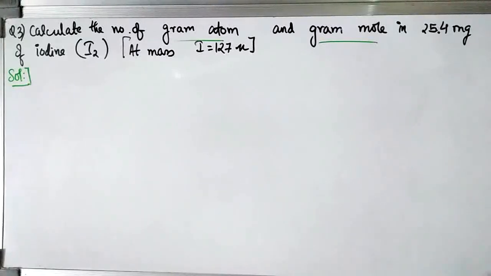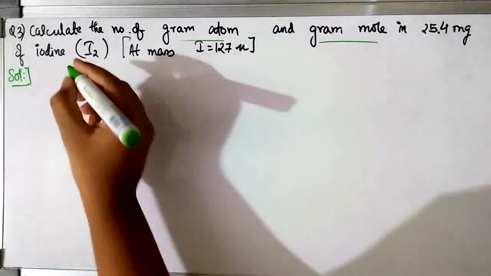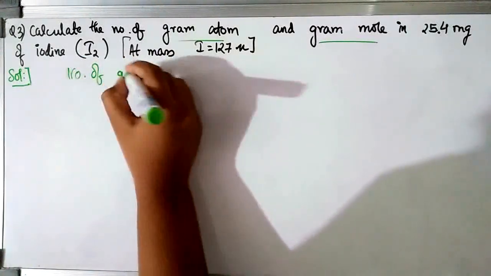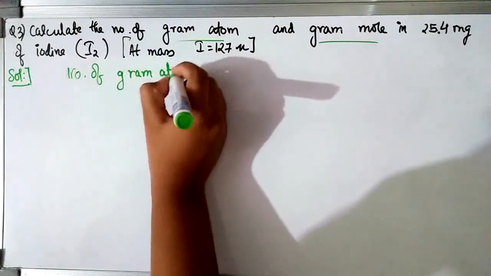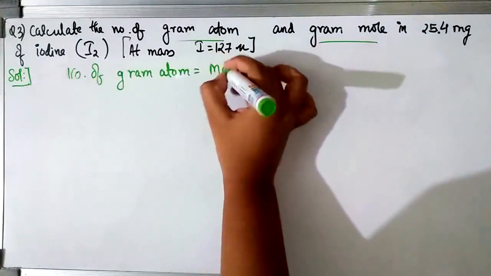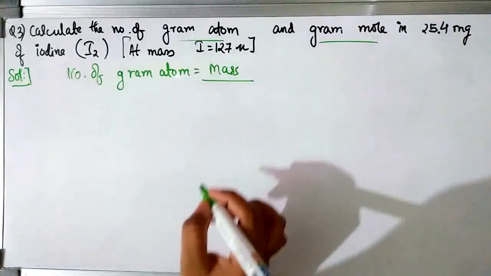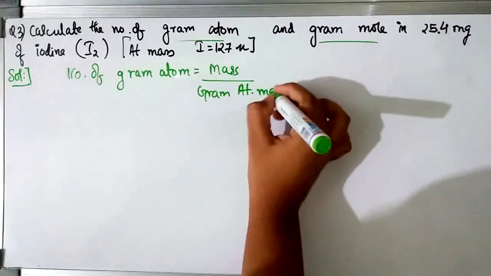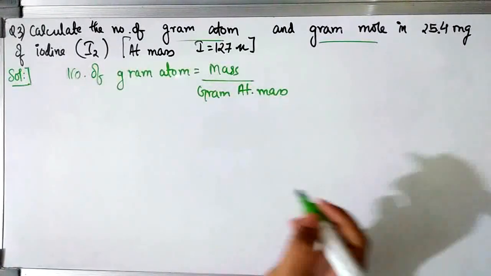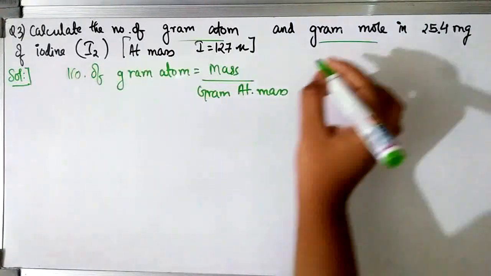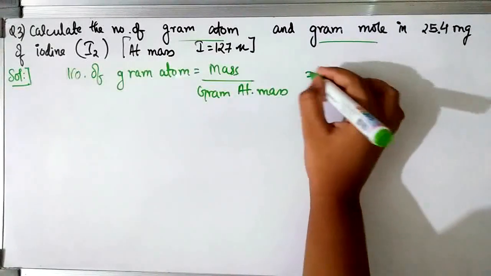Like for number of moles, we did number of moles is equal to given mass upon the molecular mass or the atomic mass. Now this time for number of gram atom, the number of gram atoms will be equal to the given mass upon the gram atomic mass. So it is similar to the number of moles.